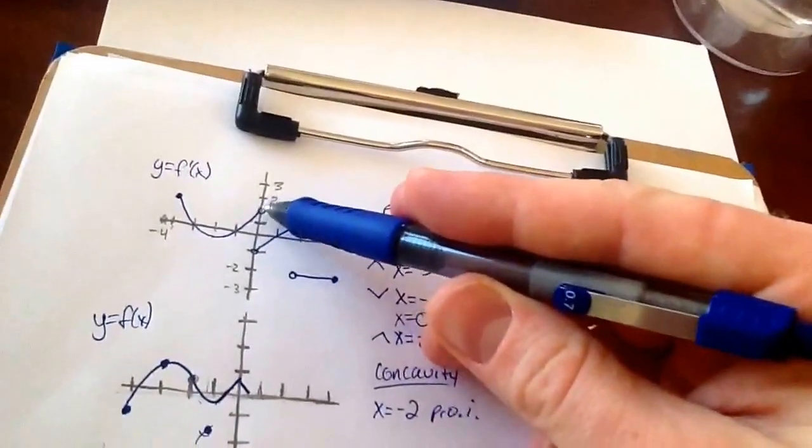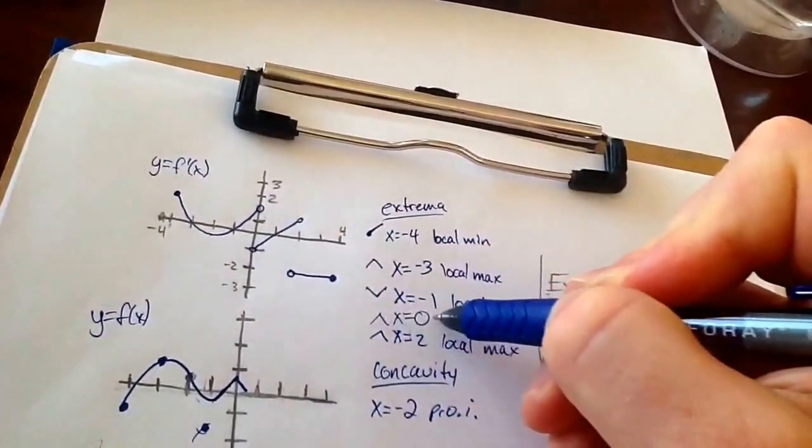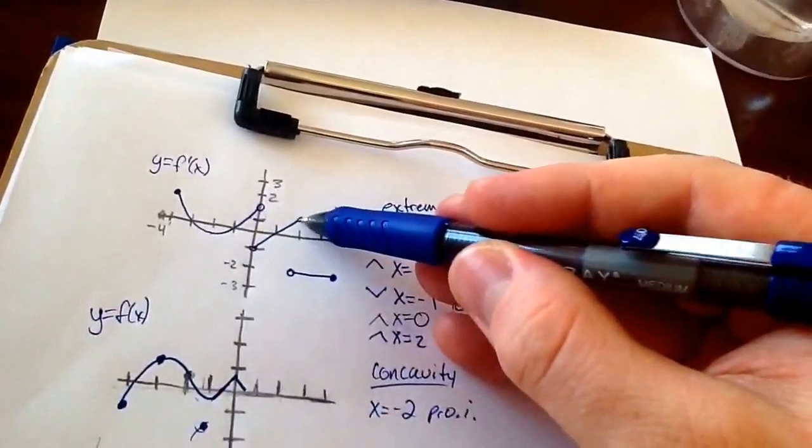Just look at what the slope did. From here, the slope changed from positive to negative. So that's how we knew that one was a local max without drawing it. Then we're going to change from positive to negative again.